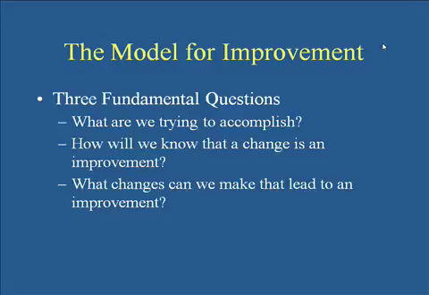This is the thinking part of the model for improvement. There are three fundamental questions that you want to ask. You can ask them in any order. The first thing we want to know is, what are we trying to accomplish? We need to be clear about the improvements you want to make, the results that you want to have, and how you would like things to be different. Having a clear vision of your goal is important.